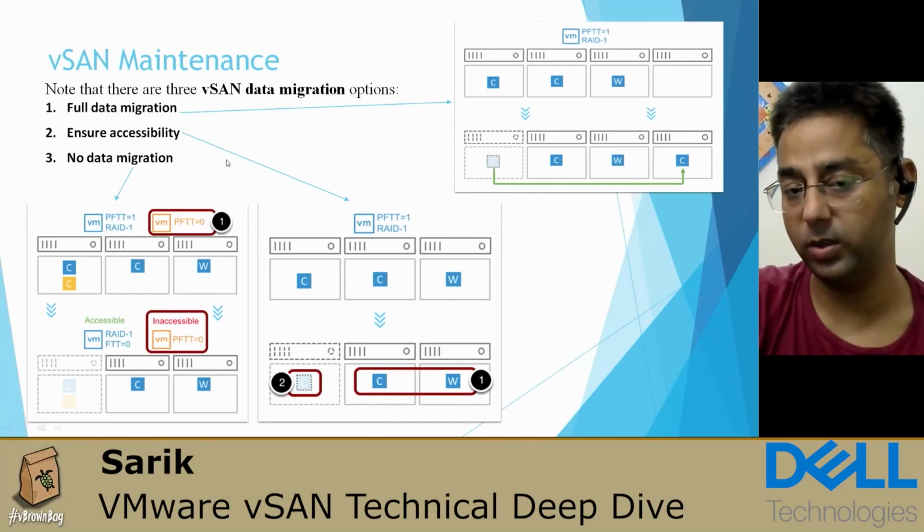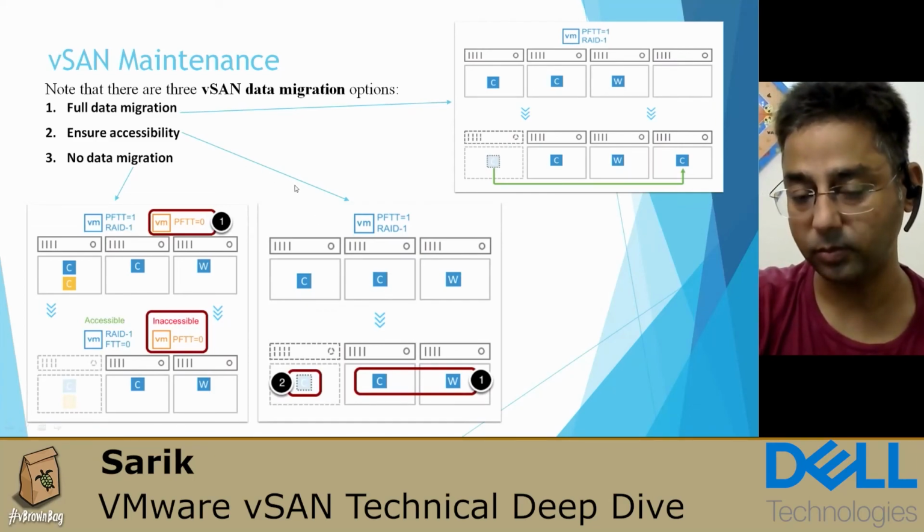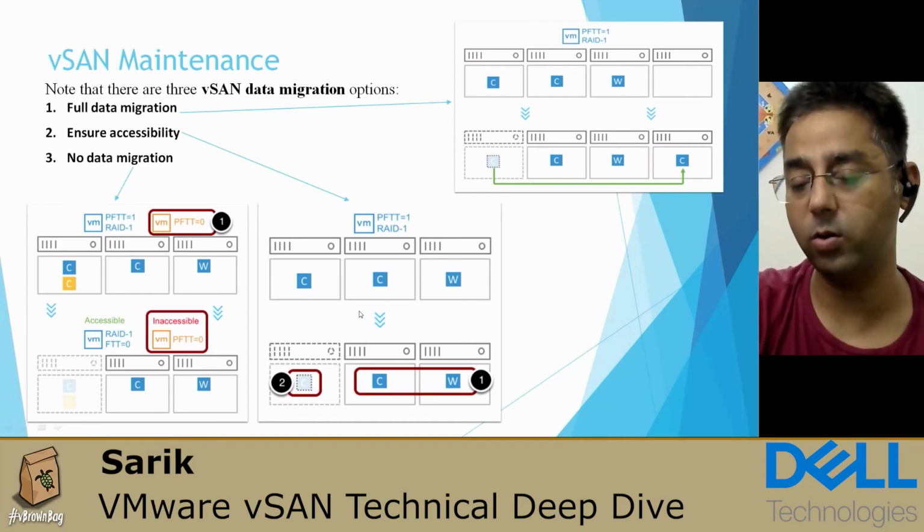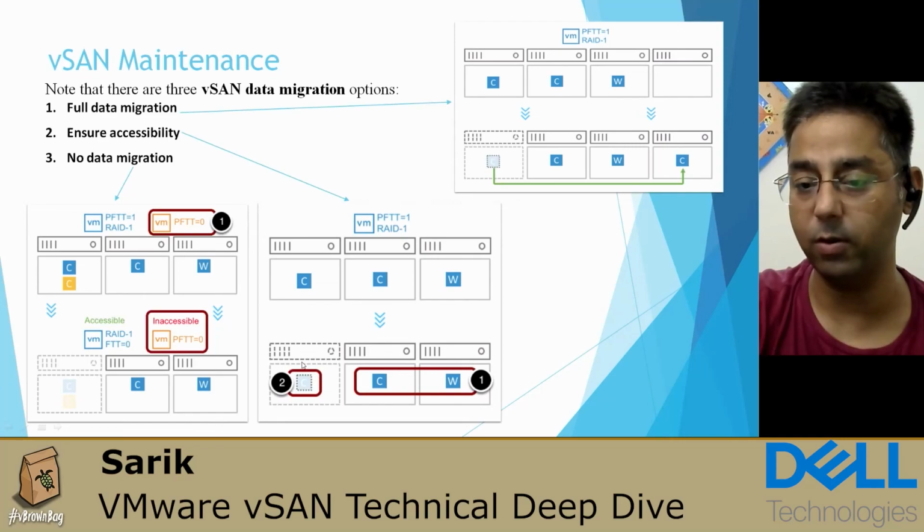At that time we can use ensure accessibility, and it will make sure that for all powered-on VMs, the vSAN objects and components will be available on the remaining ESXi hosts within the cluster. Then it will place that host in maintenance mode. It will not migrate objects for powered-off VMs. That is the difference between ensure accessibility and full data migration.